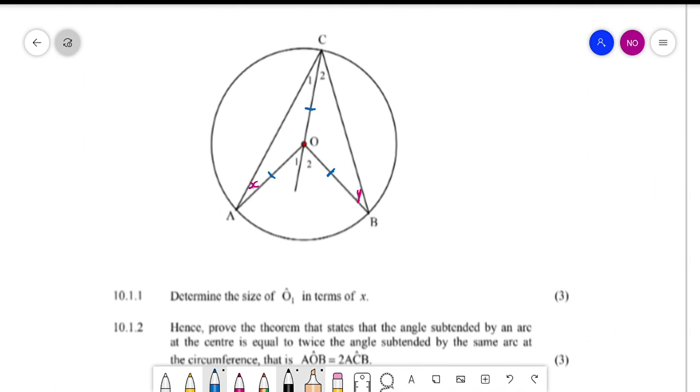x. So just in terms of x. So I'm looking for this one. So you had to use this straight line as a bit of a clue. Because if you look at this triangle here, do you see that O1, the one that I'm looking for, is the exterior angle of that triangle? And the exterior angle of a triangle is equal to the sum of the opposite angles. So what I'm going to do is I'm going to start off by finding angle C. Because if I have angle C1, then I know that this plus C1 must give me O1.